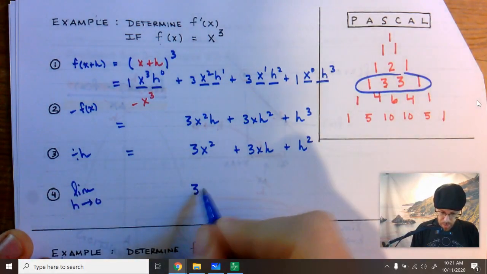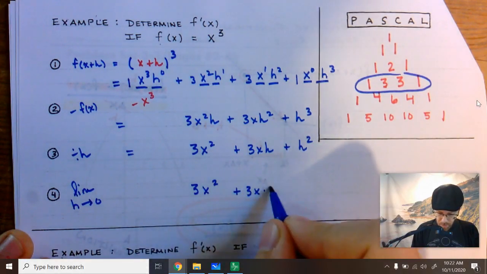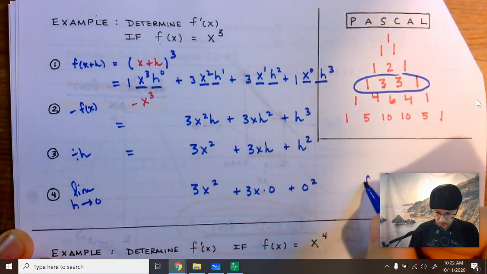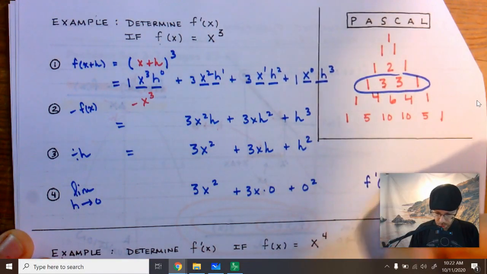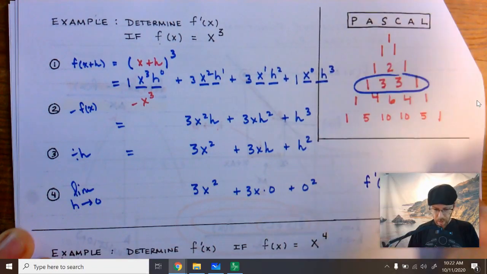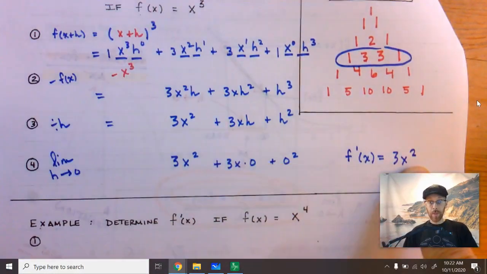Which would give us 3x squared plus 3x times 0 plus 0 squared. Therefore, our derivative function is going to be 3x squared. Notice that once again, the power dropped by 1 when we took the derivative.